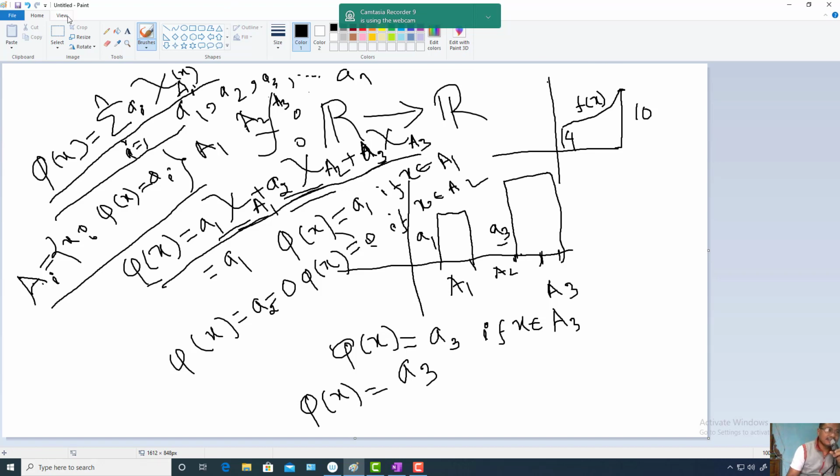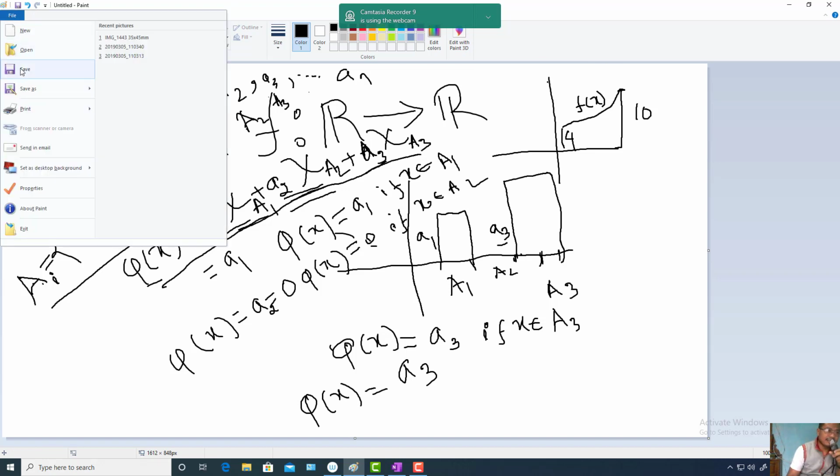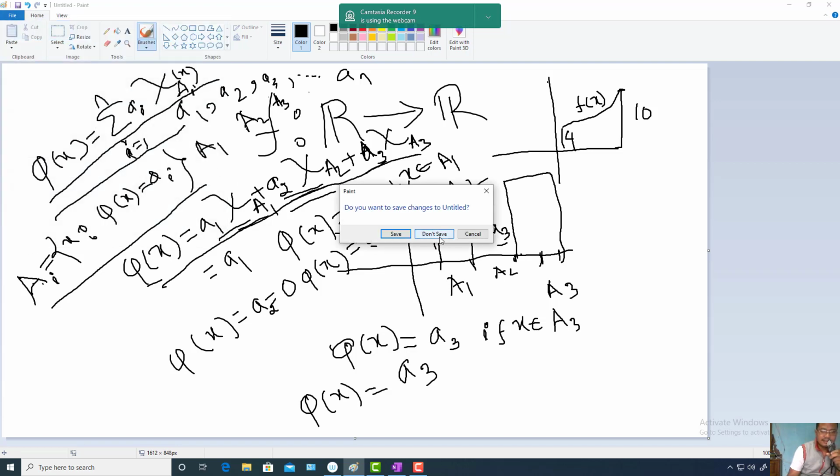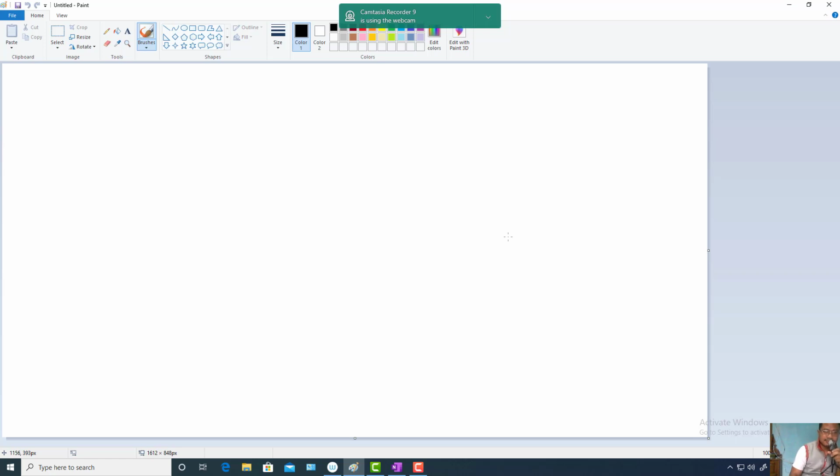Again, let us see some properties of the characteristic function. A simple function can be written as the summation, with i running from 1 to n, of ai chi Ai of x.